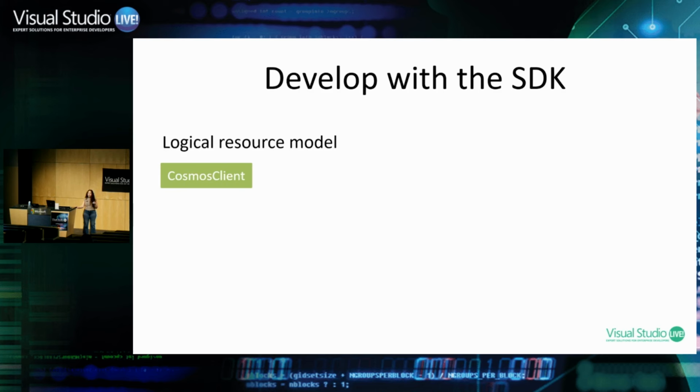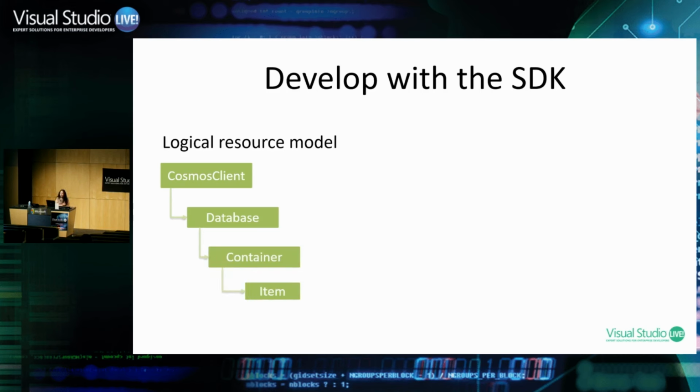So when you create a Cosmos client, it's important that you create it as a singleton. If you have a multi-tenant application where maybe you have multiple Cosmos DB accounts for many of your tenants, you can, of course, create multiple Cosmos clients. But for each account, you should have a singleton Cosmos client. From your Cosmos client, you can interact with all of your databases. From there, you can interact with your containers. And from there, you interact with your items. So this is the resource model. It maps to the resource model of Cosmos DB, and this is what you'll see in the SDK.